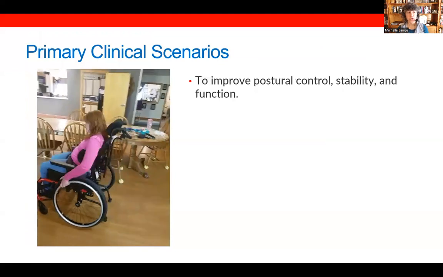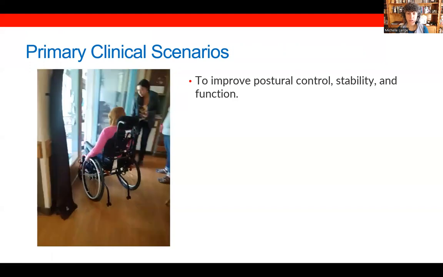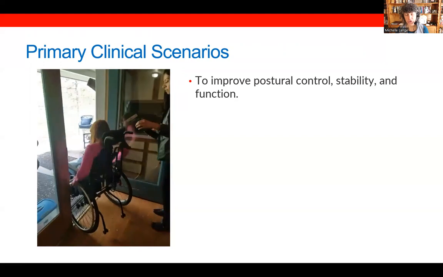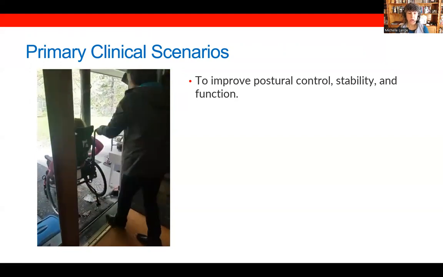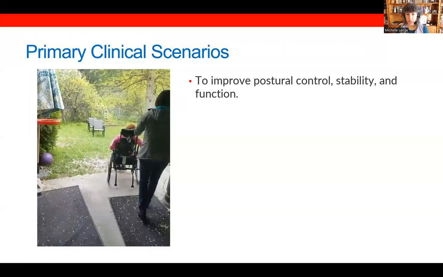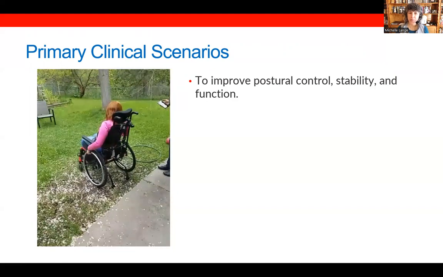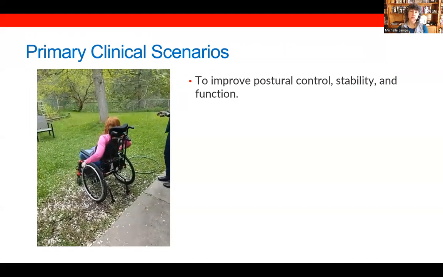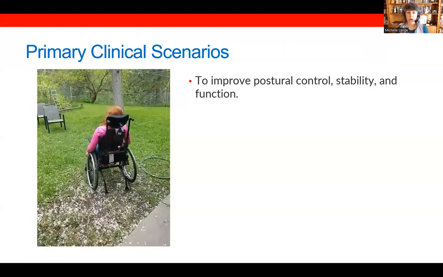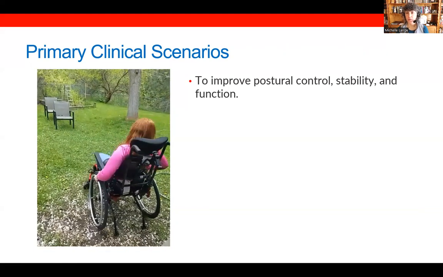Another application of dynamic seating is to improve postural control, stability, and function. This young lady here is able to self-propel her manual chair on nice, smooth, level surfaces. But when she went outside, she really couldn't push over any other type of surface like carpet or grass. She can now with her dynamic back. She actually leans into the dynamic back, and that returned energy that helps her come to upright actually helps her to push along the grass where she wasn't able to before.